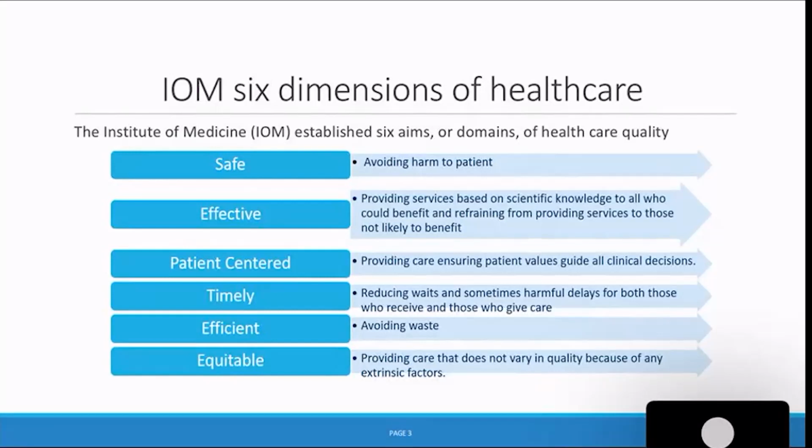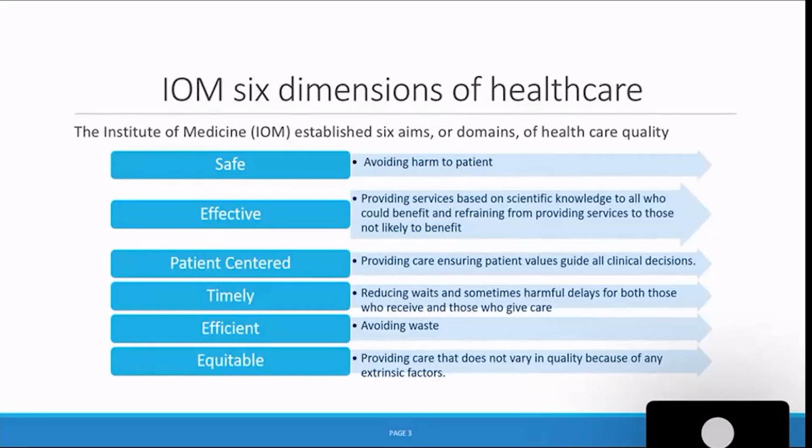Timely. The timely dimension is to reduce waiting time and sometimes harmful delays for both those who receive and those who give the care. As you all know, timely care is very important in healthcare, and it is one of the 6 dimensions of the IOM. Efficient care means doing care in a proper way by avoiding or reducing waste. Whatever focuses on providing care without waste is considered efficient care.